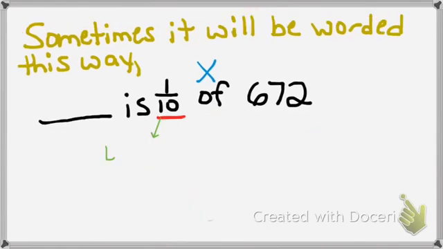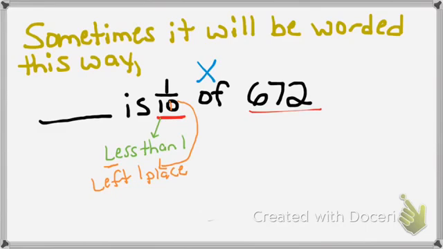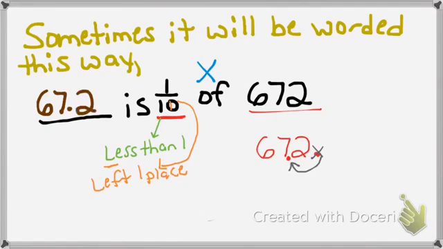My 1/10 is less than 1. L for less means I move my decimal to the left 1 place, because there's 1 zero in the 10. 672 is my number that I'm going to rewrite. Remove the invisibility cloak. I'll cross out that decimal, and I'll go ahead and move it 1 place to the left. Copy my final answer onto the line, 67.2.